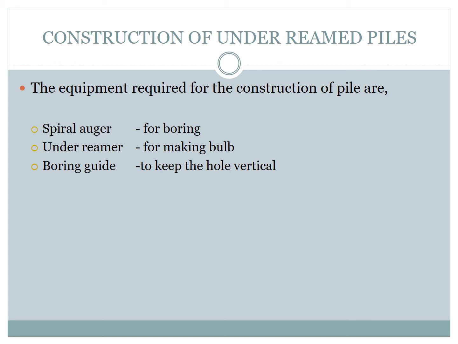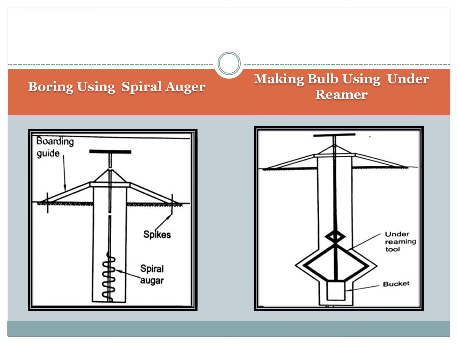Okay. So here is the construction procedure of the under-ream pile. First the ground is leveled, and the boring guide is correctly positioned. Then soil inside the collar is taken out, and the spiral auger is lowered into the round hole so formed and rotated, thus making a borehole. When the auger becomes full of soil, it is taken out and lowered again into the borehole, and the process is repeated.